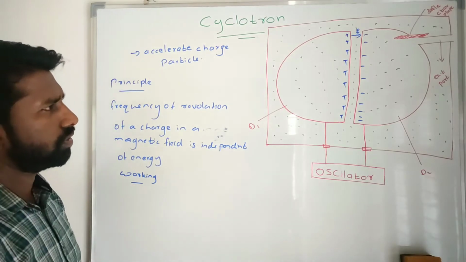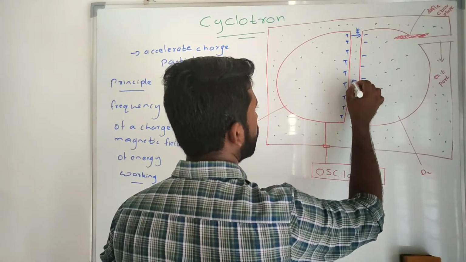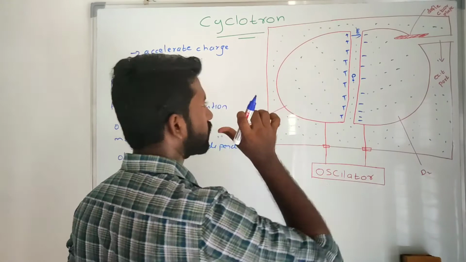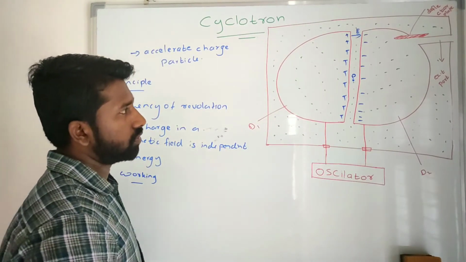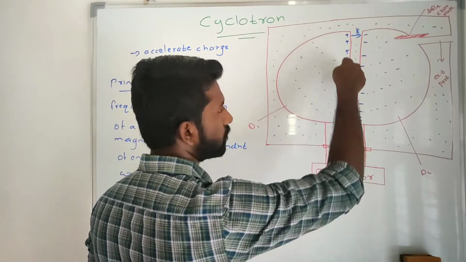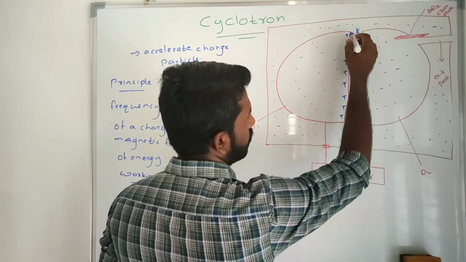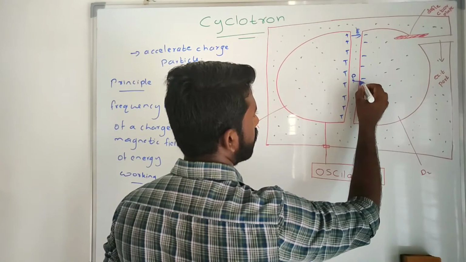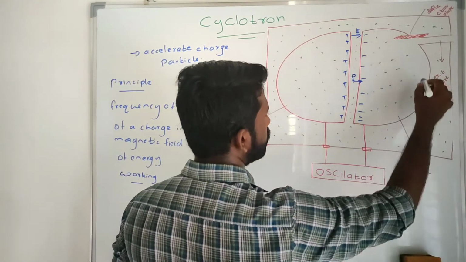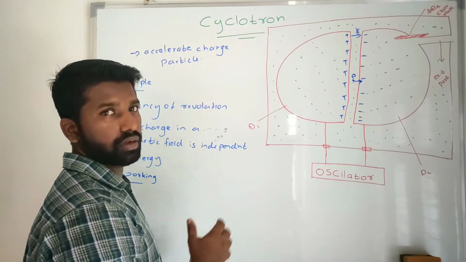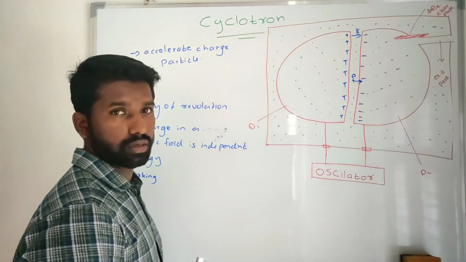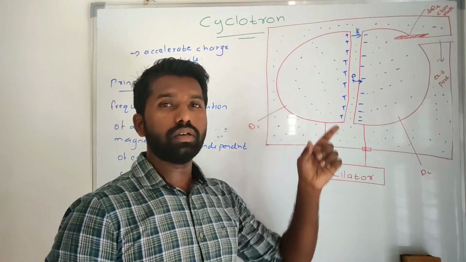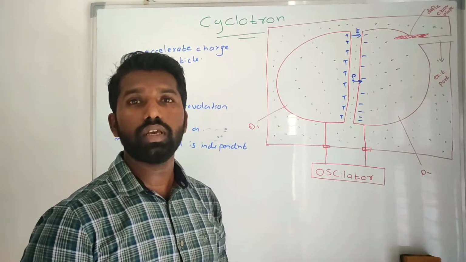Assume I am going to place a proton here, and I consider the charge of the proton as Q. What will happen? This proton is repelled by this positive plate, so it comes towards this D. While coming into the D, there is a magnetic field acting perpendicular to the charged particle. We already studied that if a magnetic field acts perpendicular to the velocity of a charged particle, it will move in a circular path.